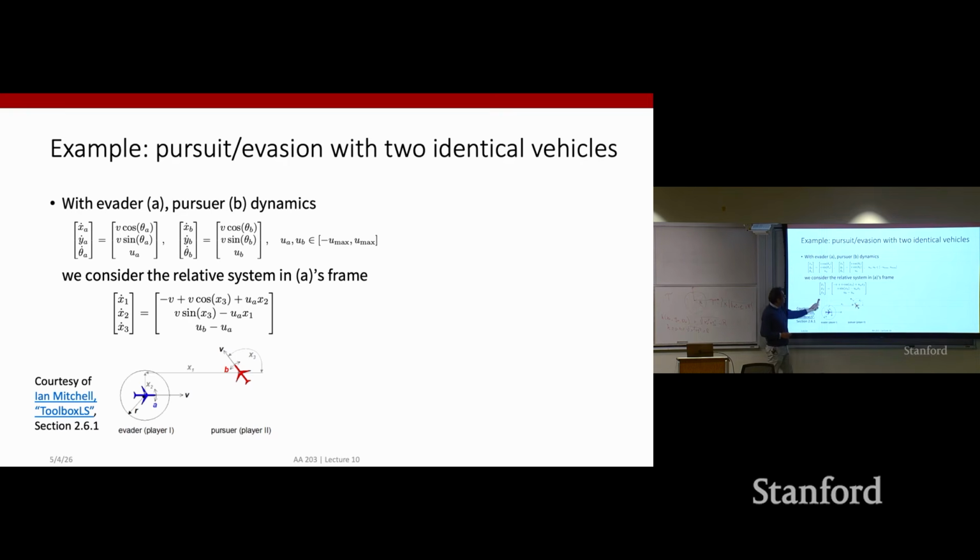And the vehicle goes at speed v. Same equations of motion for the other vehicle: x dot equals v cosine of theta, y dot equals v sine of theta, theta dot equals u_b. So now I pose you this question.